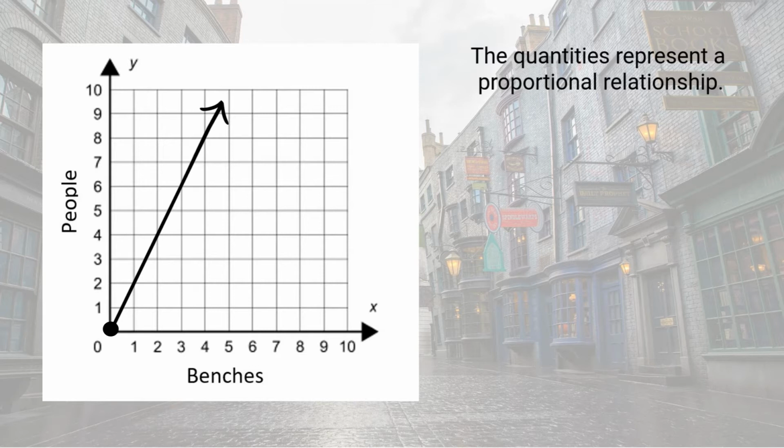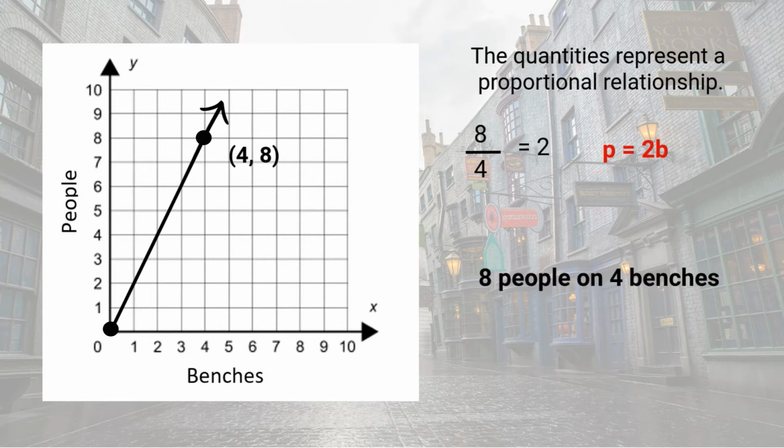Hedwig found the point 4,8 on his graph, so he wrote it as 8 divided by 4 to find the constant of proportionality. The constant of proportionality was 2, so the equation is written as people equals 2 times the number of benches. The point 4,8 can either be written as 8 people on 4 benches or 4 benches with 8 people.